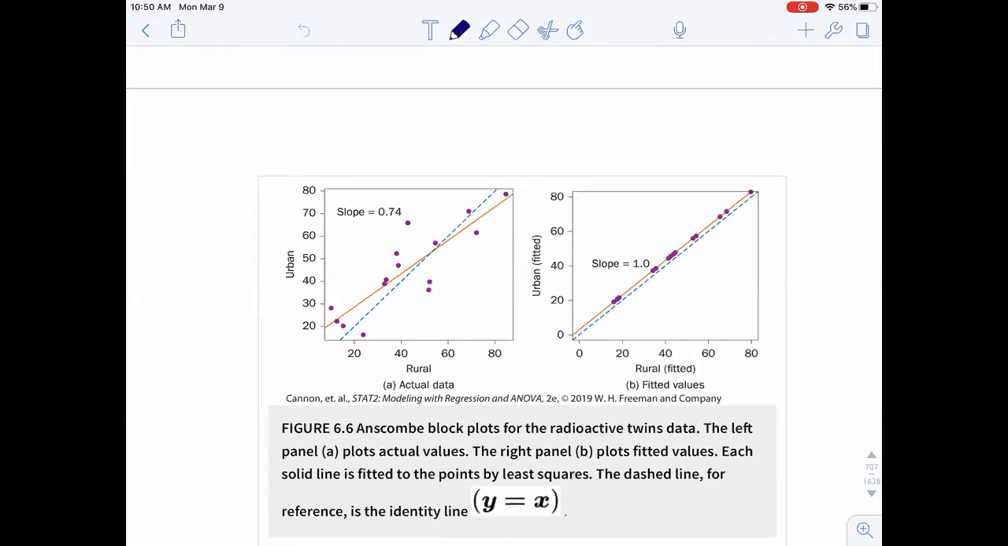But here, each point is going to be a block. These were twins who live in a rural community versus an urban community. It's something about how their lungs clear bad air or something like that. So each block is a pair of twins. In this case, it was the simplest scenario, because you've got one twin in rural and one twin in urban. So now your treatment is basically where they live. And each point is going to be a block.